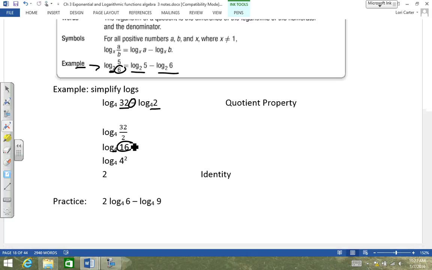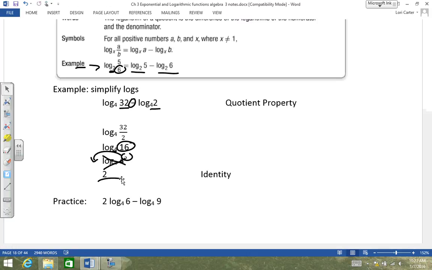Good? Okay, 4 squared, where does the 2 belong? In the front, because that means multiplication. Or you can recognize this. What is this? Same base identity. It cancels, and the answer is 2. Are we there? Go now. You should be about done.